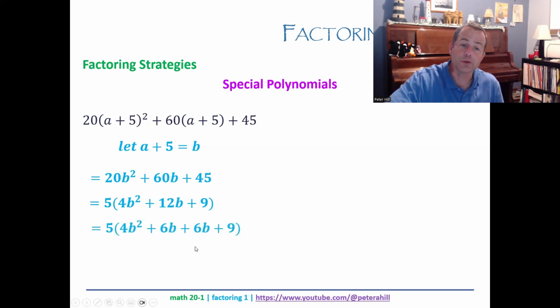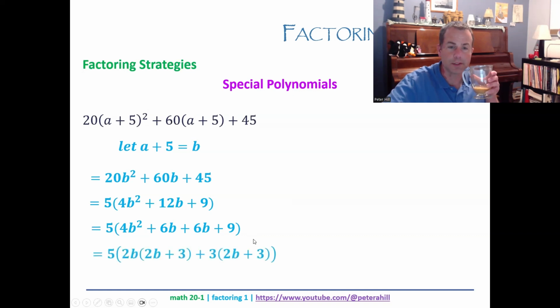I'm going to factor the front two. I'm going to factor the back two. In the front two, I can take out a 2b, and that'll leave me with 2b plus 3. And then in the back two, I can take out a 3, and that'll leave me with 2b plus 3.